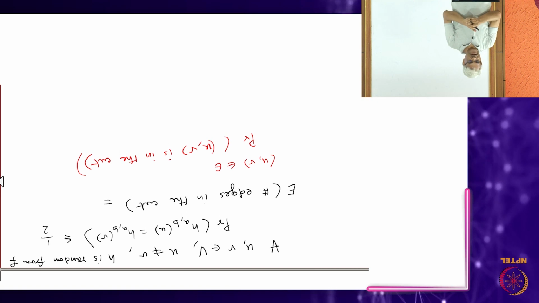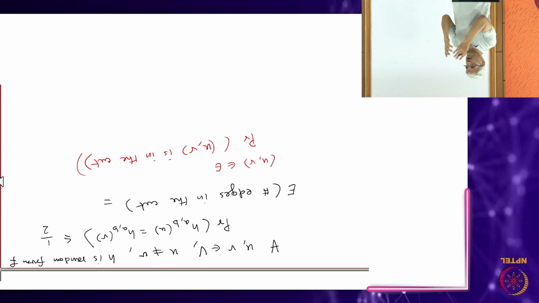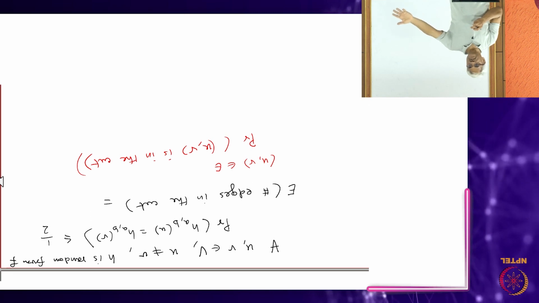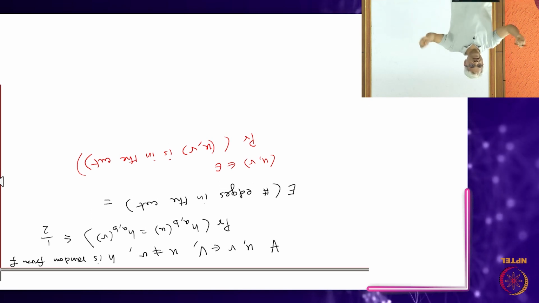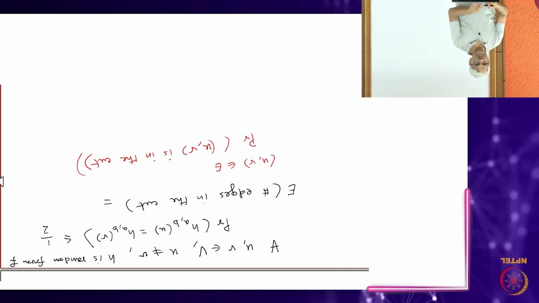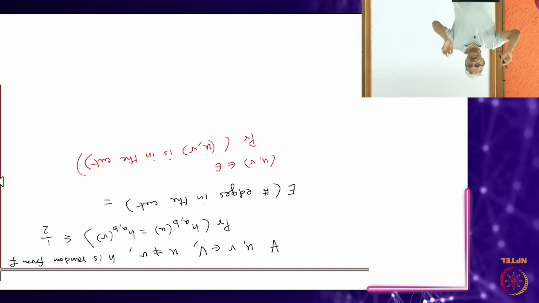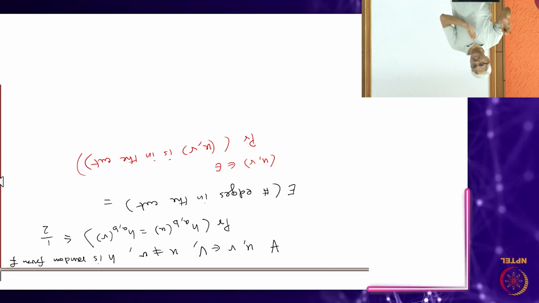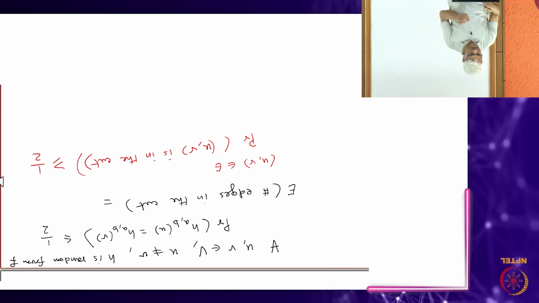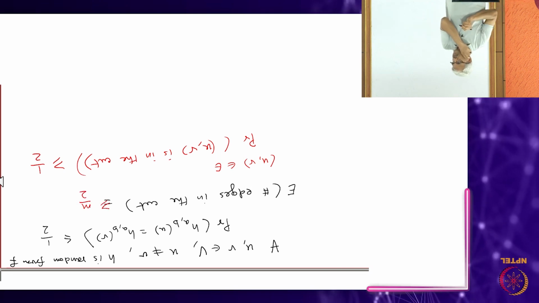What is the probability that they will get different values? Why? Because we know that the probability that they will get the same value, that they both go into S or both into T, is at most half. So they will be split with probability at least half, 1 minus this. So that is greater than or equal to half. So now the expected number of edges in the cut is greater than or equal to M over 2. Okay.